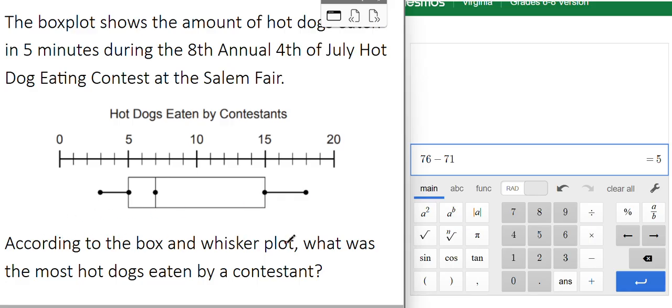According to the box and whisker plot, what was the most hot dogs eaten by a contestant? Well, the most would be your upper extreme, which is right there. So 15, 16, 17, 18 hot dogs was the most eaten by any contestant. If we wanted to know the least, it would be 1, 2, 3. If we wanted to know the median, it would be 7. Lower quartile, 5, and upper quartile, 15.